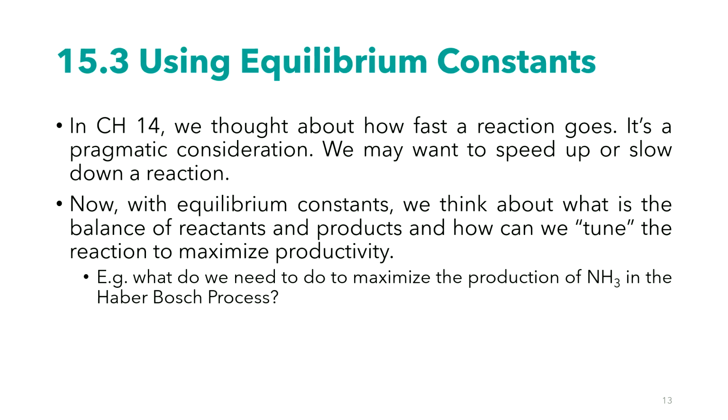We want to make this product, but the equilibrium tells us that we won't make very much of it. So what can we do? What levers do we have to make more of the thing that we want? We want to maximize productivity.